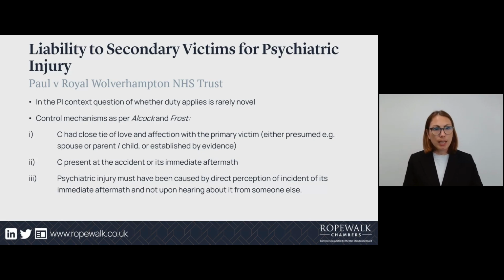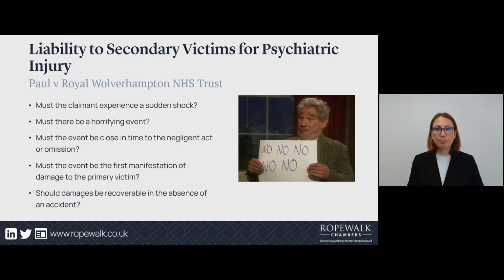So firstly, the close tie of love and affection with the primary victim. This may either be presumed, for example, in the case of a spouse or a parent-child relationship, or can be established on the evidence. Secondly, that the claimant was present at an accident or its immediate aftermath, and that the psychiatric injury of the claimant has been caused by the direct perception of the incident or its aftermath, and not upon hearing about it from another source.